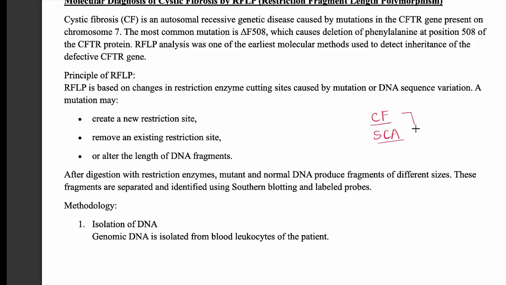Now, both of the diseases are caused due to mutations in their respective genes in their respective chromosomes. For example, the gene of cystic fibrosis, that is the CFTR gene, is present on chromosome number 7, and the gene for sickle cell anemia is present on chromosome number 11. So when certain mutations, which can be either point mutations or other kinds of mutations, happen in these particular genes, they lead to diseases like sickle cell anemia and cystic fibrosis.